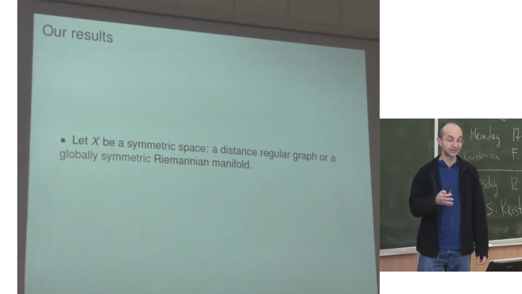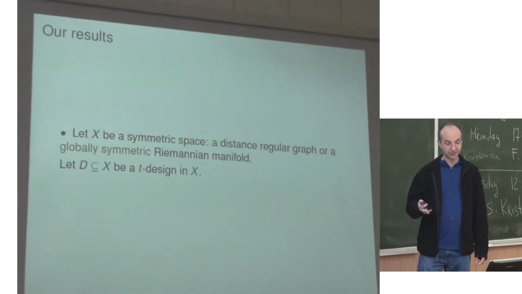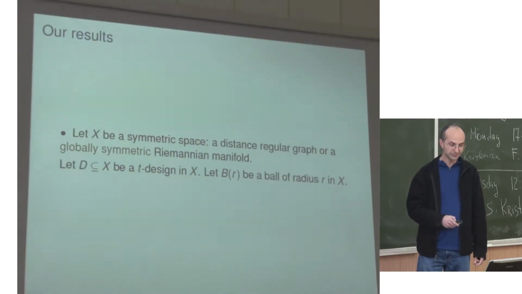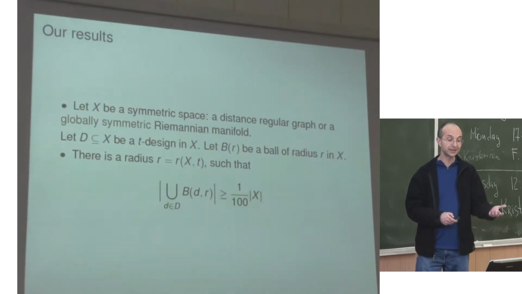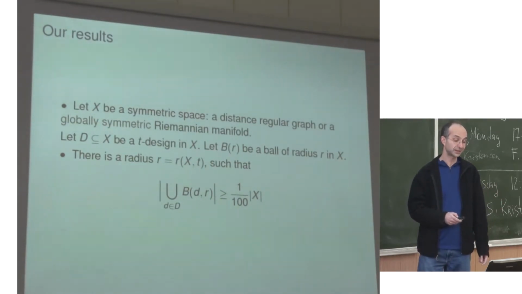Let X be a symmetric space, so it's either any distance regular graph or a globally symmetric Riemannian manifold, whatever it is. Let D, a subset of X, be a design of strength t. Let B be a ball of radius r around some point. Then there is a radius which depends on X and the strength of the design, such that if we take a union of balls of this radius around all the points of the design, we cover a large part of X. Right? This is the metric approximation I promised you.